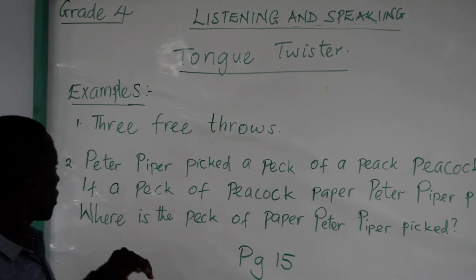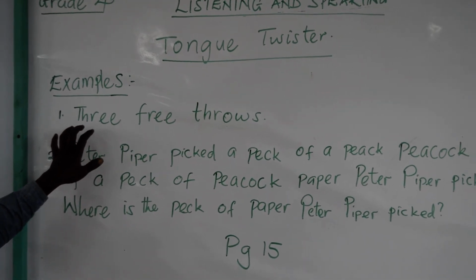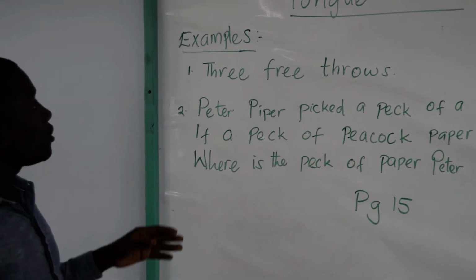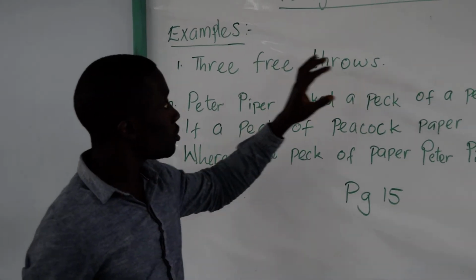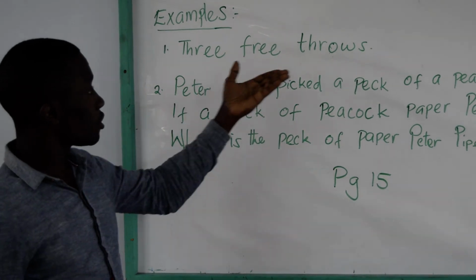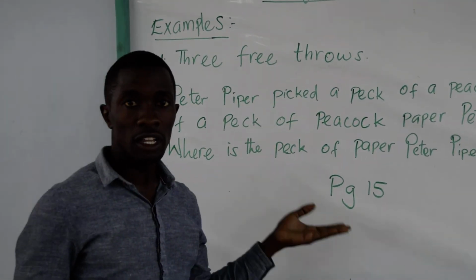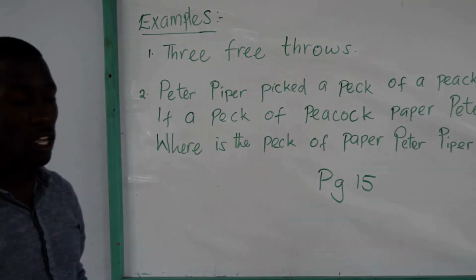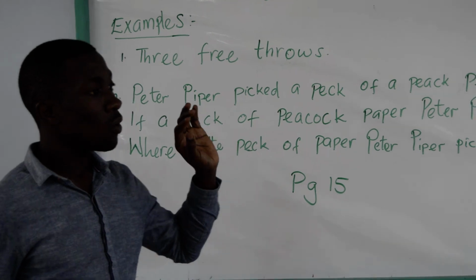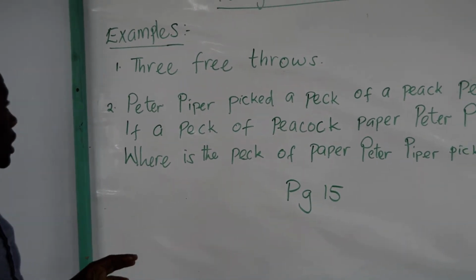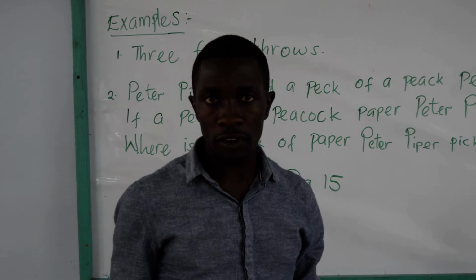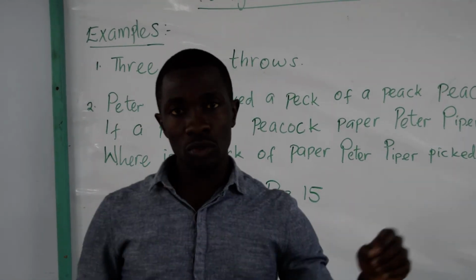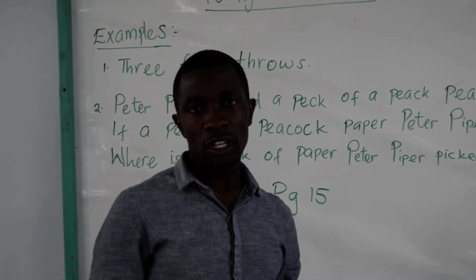So for example, number one, in short, we say three free throws. Three free throws. But that is a normal reading. But when you talk about tongue twister, we say three free throws. Three free throws. Can you try that? So that's how we articulate those words when you're talking of tongue twister. Three free throws. Very fast. So can you try and articulate them to the person who is next to you?